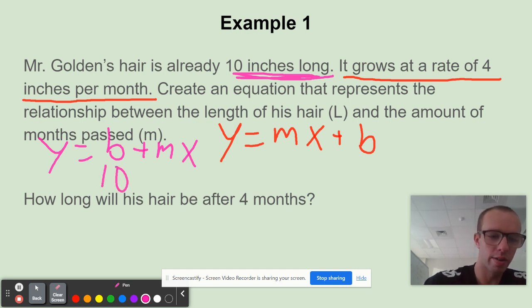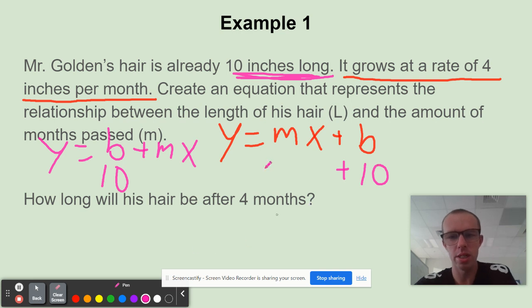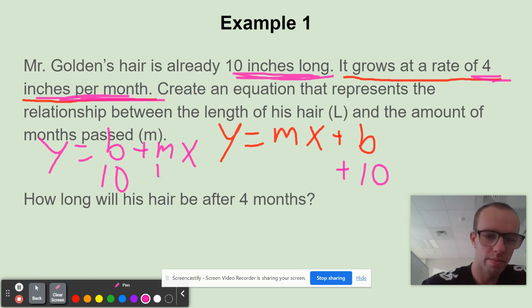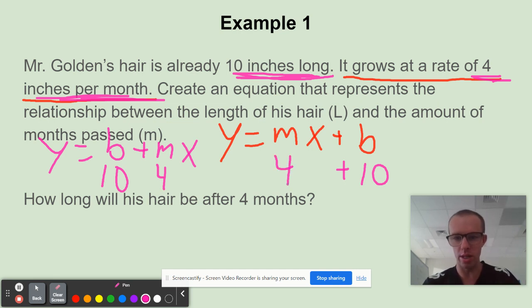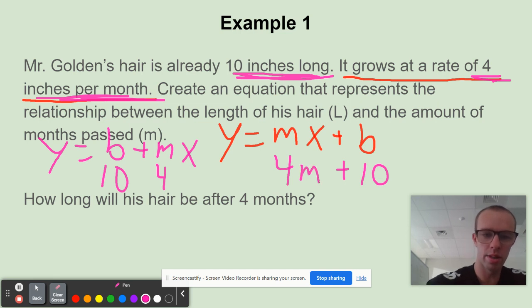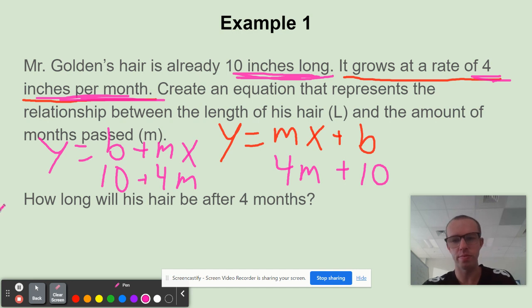So b is positive 10, right? That's where we begin. That's our y-intercept. It's positive 10. My hair is growing 4 inches per month, and that's the rate of change. And so the rate of change goes into m. And it's 4 inches per month. So I'm going to use the variable it told me to use for month, which is m, and my plus sign there. And so all of this is equal to the length of my hair.